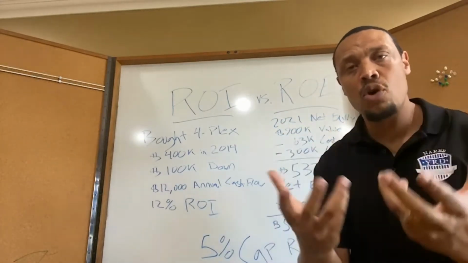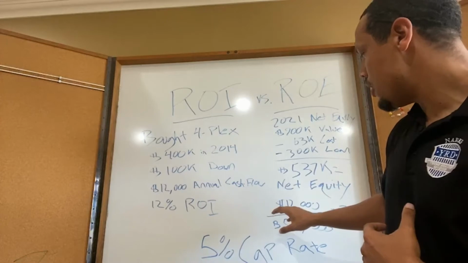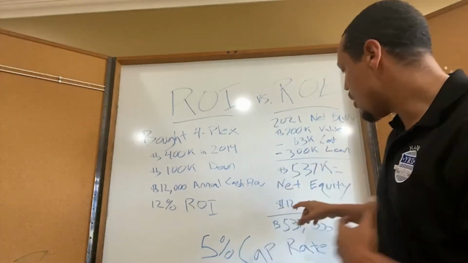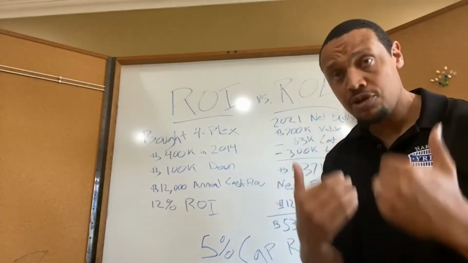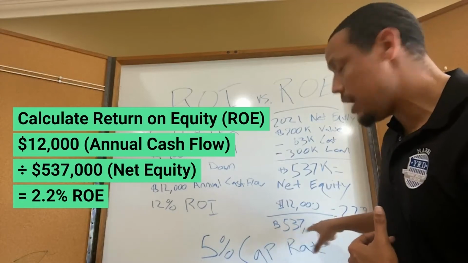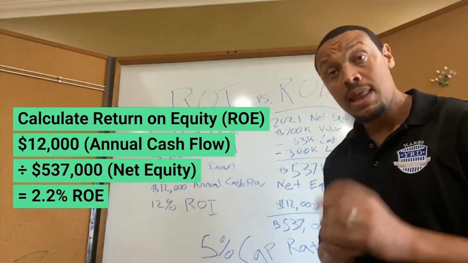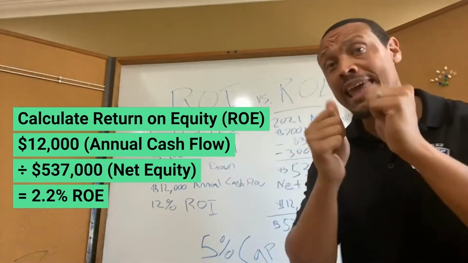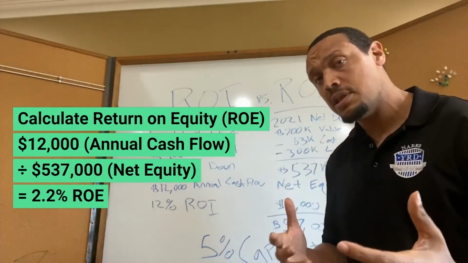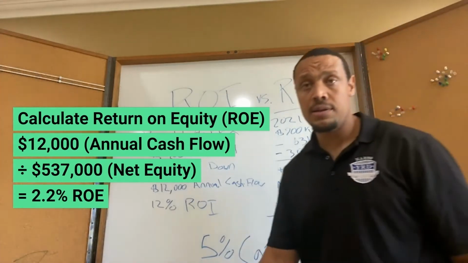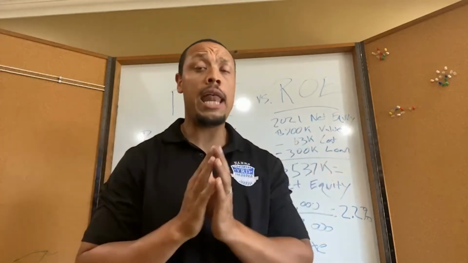So that number is called your return on equity. And in order to figure that out, you take your 537 number, that's your equity. First of all, you take your 12,000 annual cash flow. That's the number you make. That's your return. You take that number, divide it by your equity, 537,000, and that gets us a number. So you're making 12% on your cash of 100K, but you take 12,000 divided by 537,000, that gets us 2.2%. You're making 2.2% on your money. That's it. On your equity.